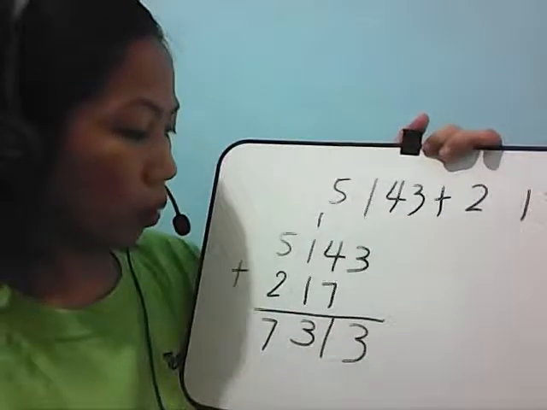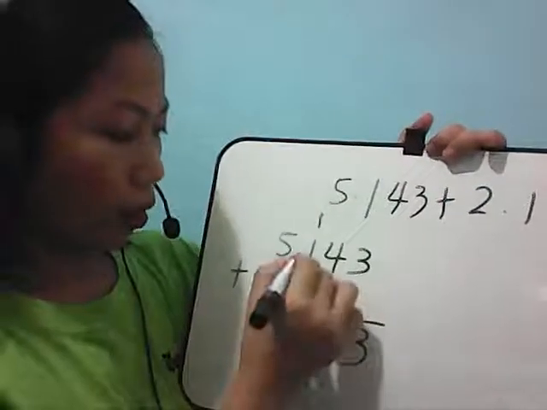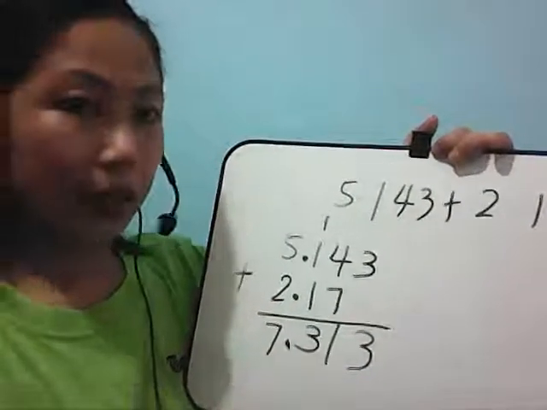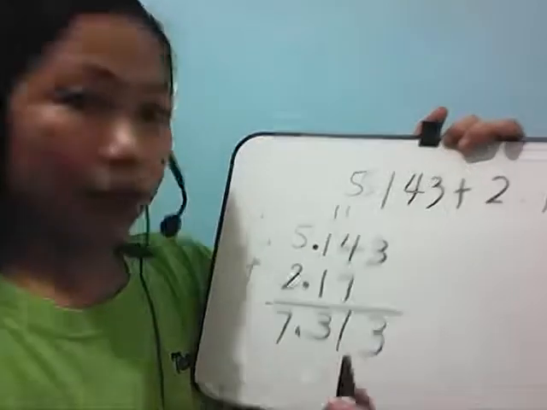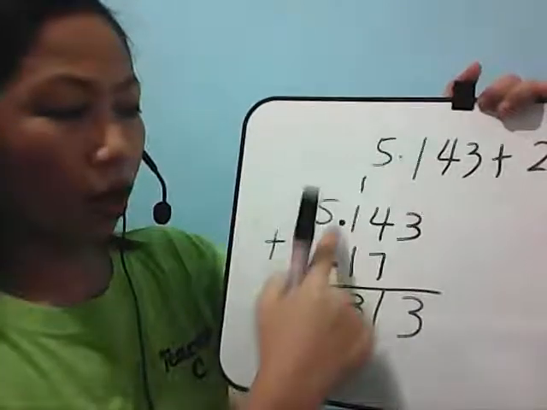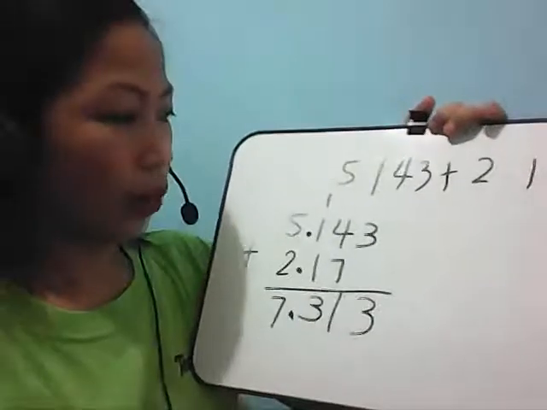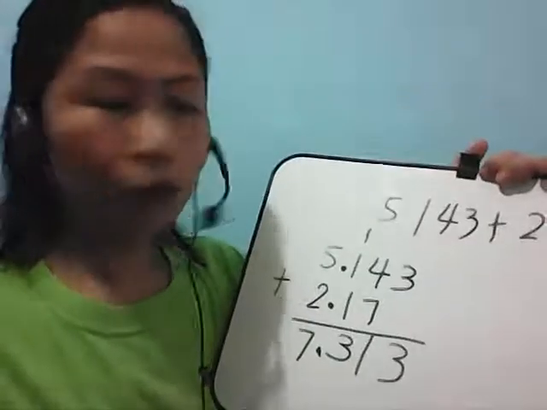So, teacher, how are we going to put the decimal point? Of course, it should be aligned. As I have said, you need to align all the decimal points. Hindi pwedeng dito, hindi pwedeng dito. Okay. So, let's move to subtracting.